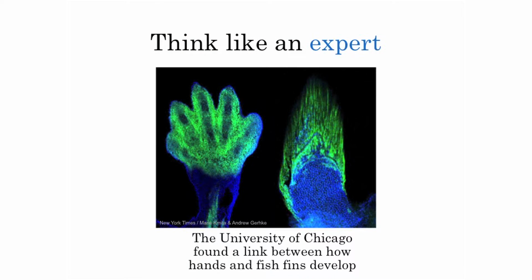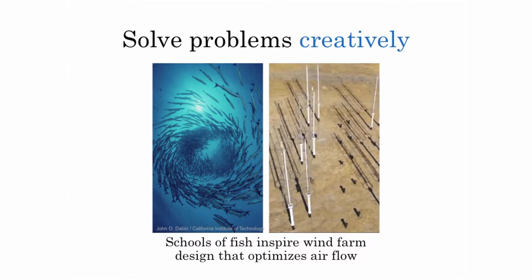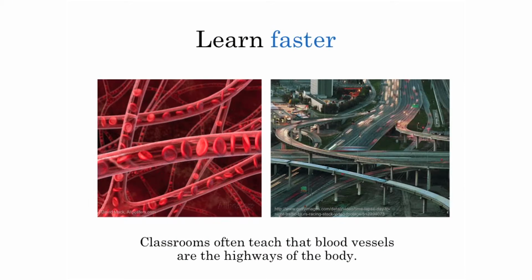But I want you to see in each of these whether you can find a common step that you need to take. Okay, so the University of Chicago recently found a molecular link in the development of fish fins and mammal hands, right? Meanwhile, Caltech is designing wind farms whose placement mirrors the movement of groups of fish in water. And as classrooms across the country start up again, students are jump-starting their learning with powerful analogies such as blood vessels are the highways of the body.